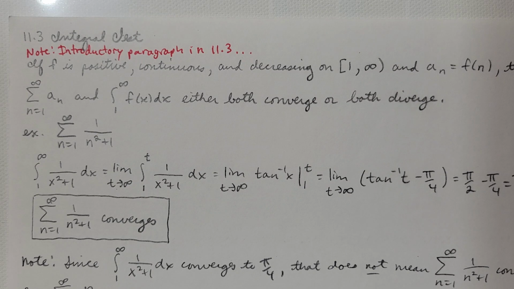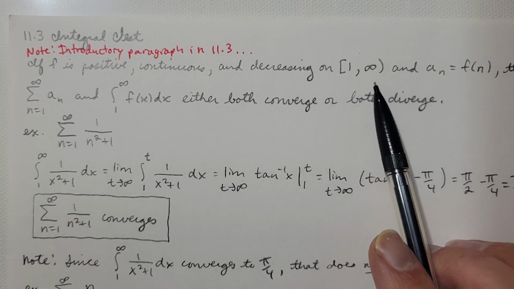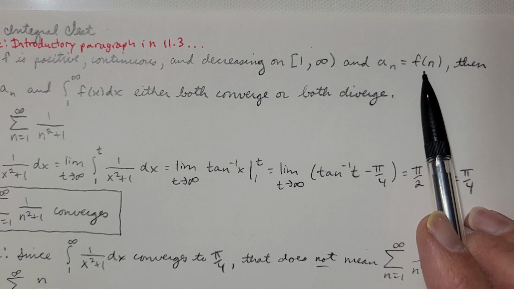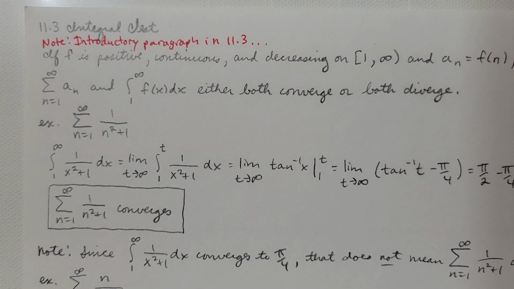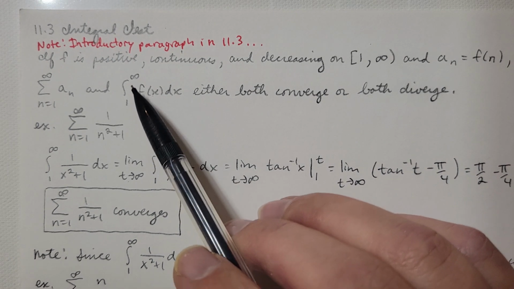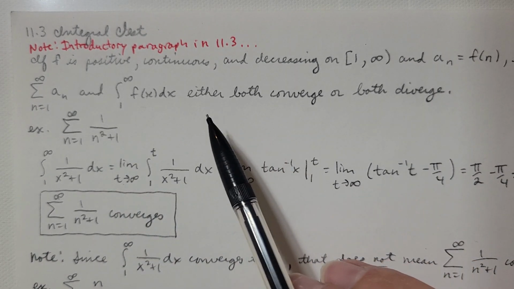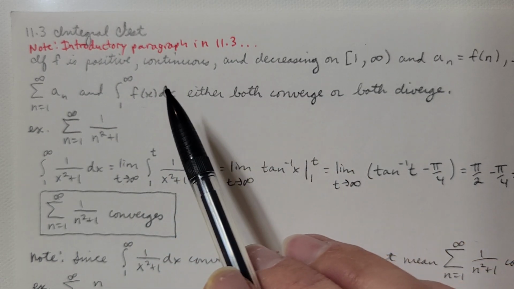It says that if f is positive, continuous, and decreasing on the interval 1 to infinity, and a sub n is equal to f of n, then the series given by the summation as n equals 1 to infinity of a sub n, and the integral going from 1 to infinity of f(x) dx, these two things either both converge or both diverge. Now there are three conditions that have to be met before you set up an integral.